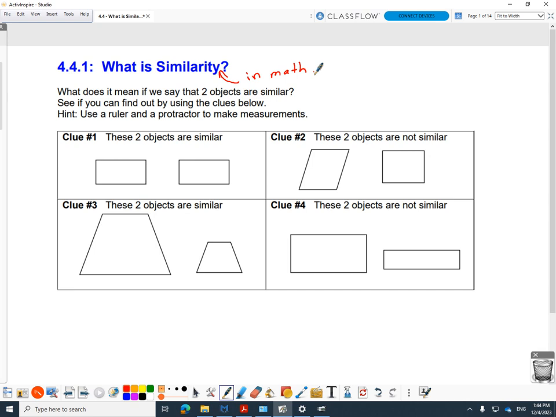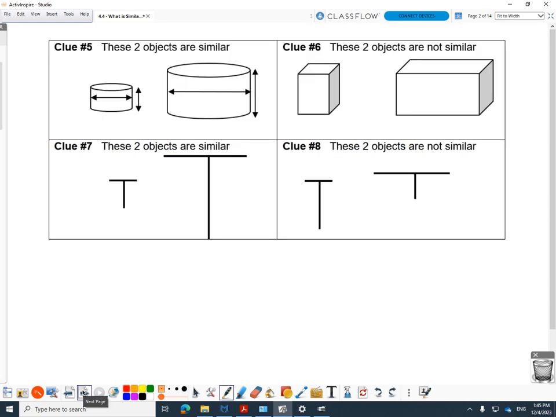And maybe you're already building a guess. Maybe that's enough right there to go, I sort of get the gist of it. But keep looking at all the clues. These two are similar shapes. These two trapezoid type things, clue number 3. Clue number 4, those are not similar. I'm going to go through them all, but then I want to get some measurements. I'm going to get a protractor and a ruler out on my screen and try to help here. These two, do you see the two cylinders there? Those ones apparently are similar, but these two objects aren't similar.